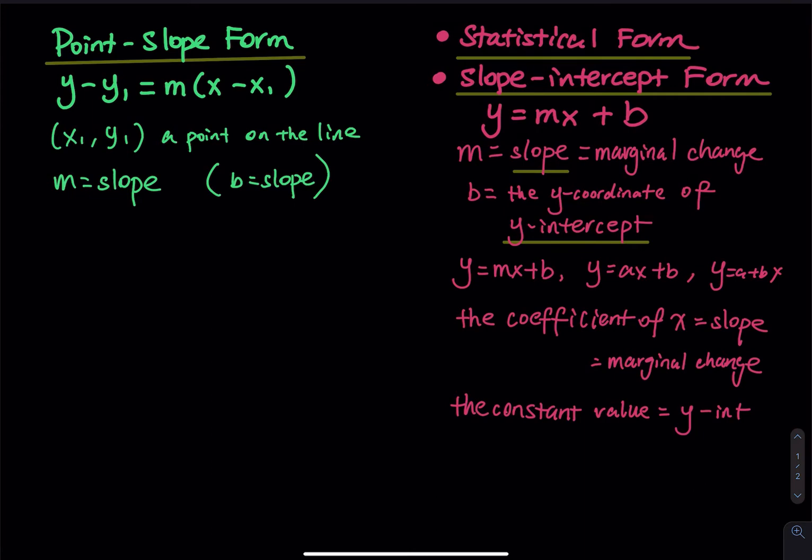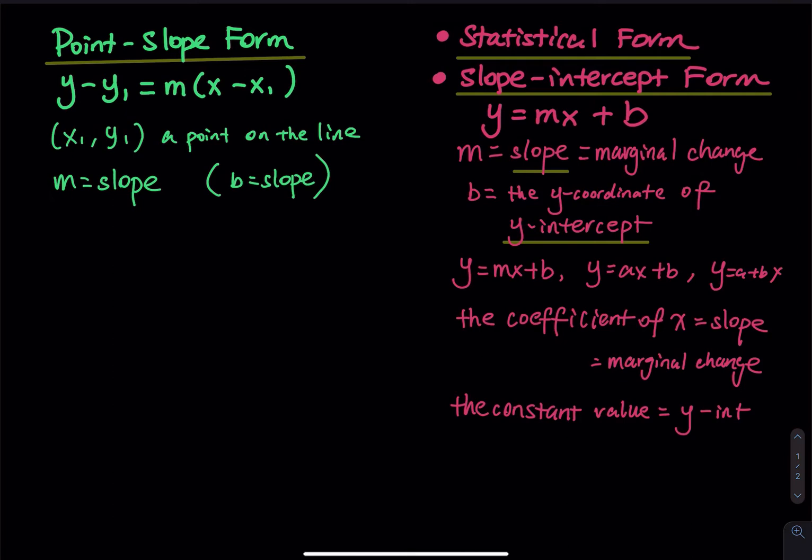So what is the equation of Slope-Intercept Form? The most popular one is y equals mx plus b. m is the slope. In an application problem, we don't call that the slope, we call that marginal change. And then b is the y-coordinate of the y-intercept. So what do I mean by y equals mx plus b is the most popular? In some textbooks, depending on the preference of the author, they use y equals mx plus b. Of course, that is the most popular.